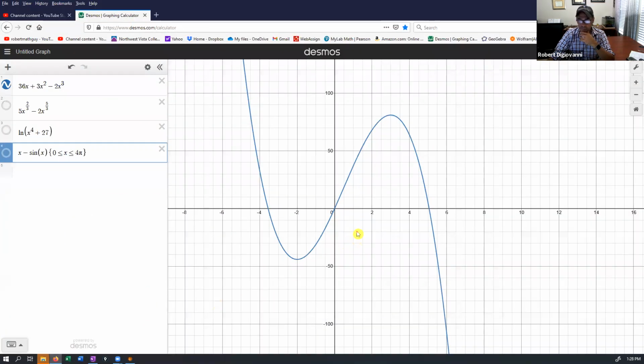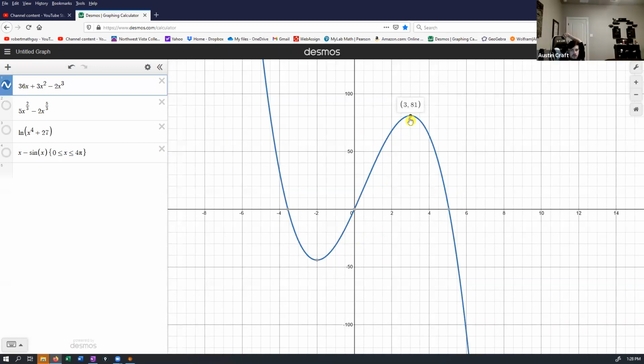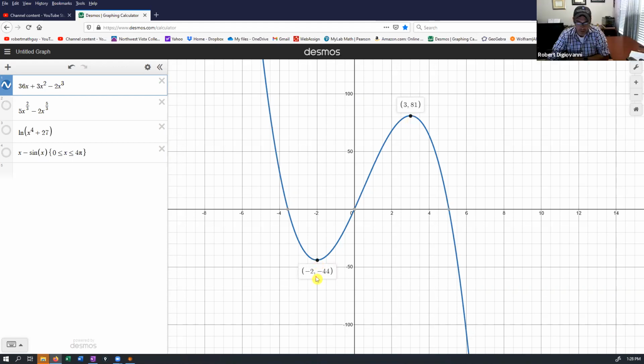Here's the graph. Okay, so let's look. What's that point right there? 3, 81. Do y'all see that at 3, 81 we have a local max? You see down here at -2, -44 we have a local min? Do you all agree that we are decreasing until we get here? And then we start increasing. That's first derivative, still working first derivative, then decrease.